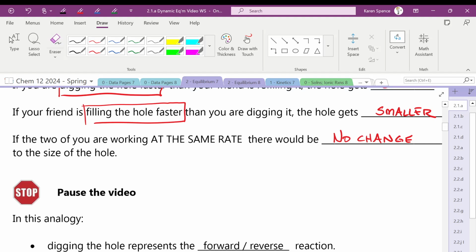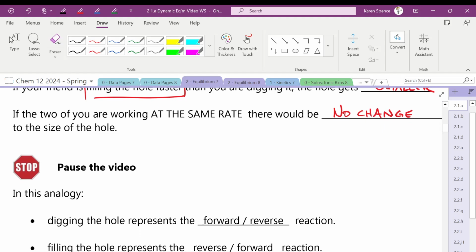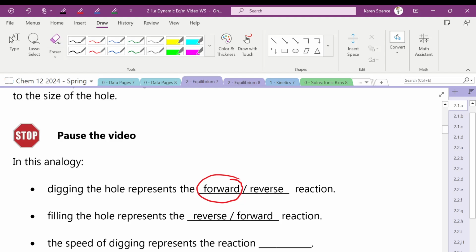So in this analogy, what does digging the hole represent? Does it represent the forward reaction or the reverse reaction? We're going to just say forward, okay? Pretty much you have to define one of these. If digging the hole represents the forward reaction, what does filling the hole represent? The reverse reaction. The speed of digging represents the reaction rate.